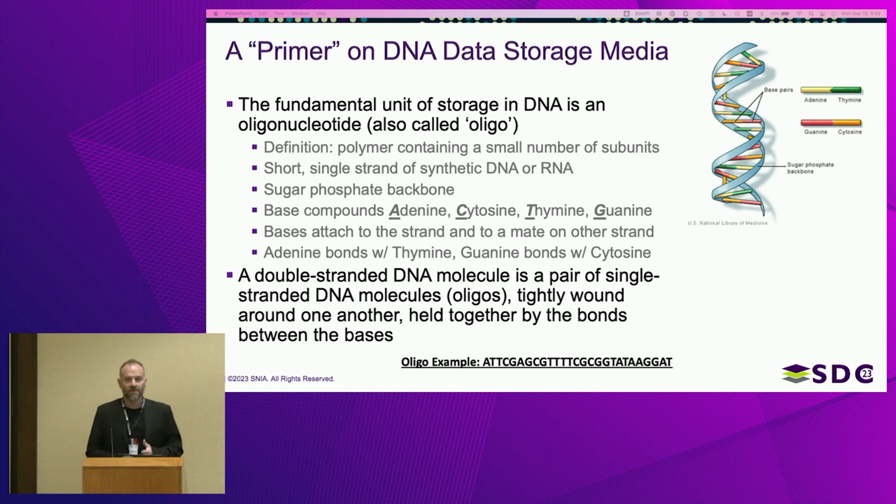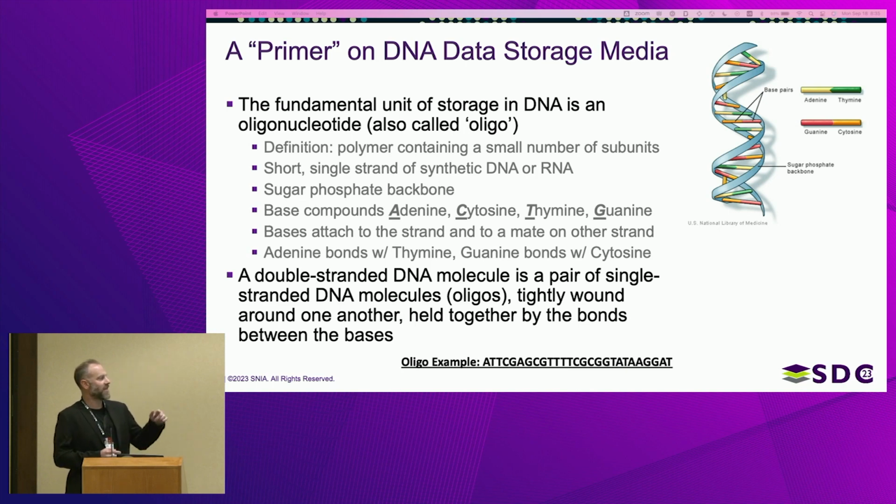A bit of background on DNA for people that are new to this. When we talk about DNA data storage, the basic unit that we are working with is called an oligo. An oligo is what you see on the right side. It's a chain of nucleotides, and those base compounds are A, C, T, and G. These are the bases of DNA. This is like the ones and zeros of computers.